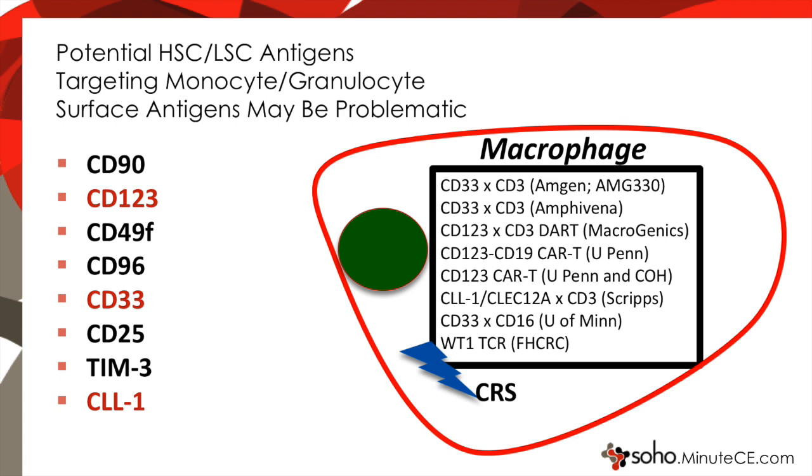So that if one wants to avoid cytokine release syndrome, we need to find targets that are expressed only on hematopoietic stem cells or leukemic stem cells and not also on granulocytes and monocytes. And in the little box here, I just show you a number of the reagents that are under clinical development.